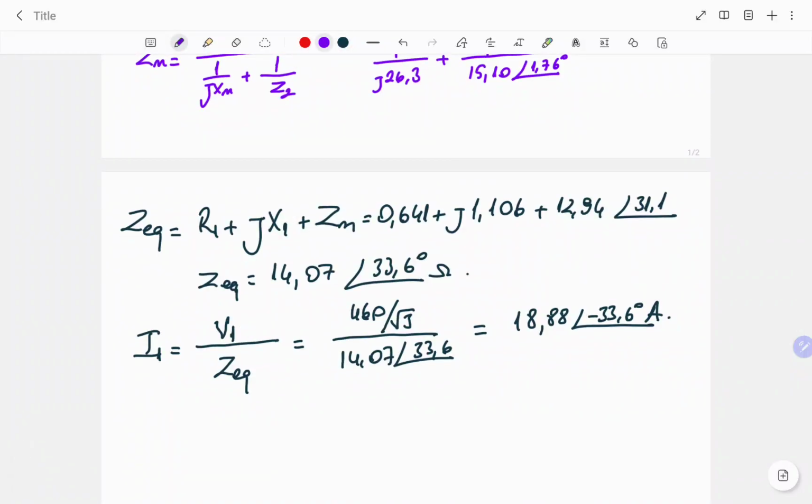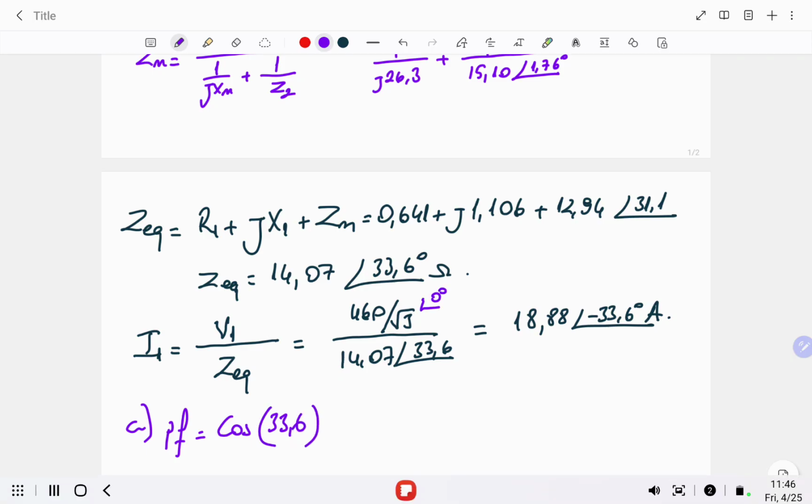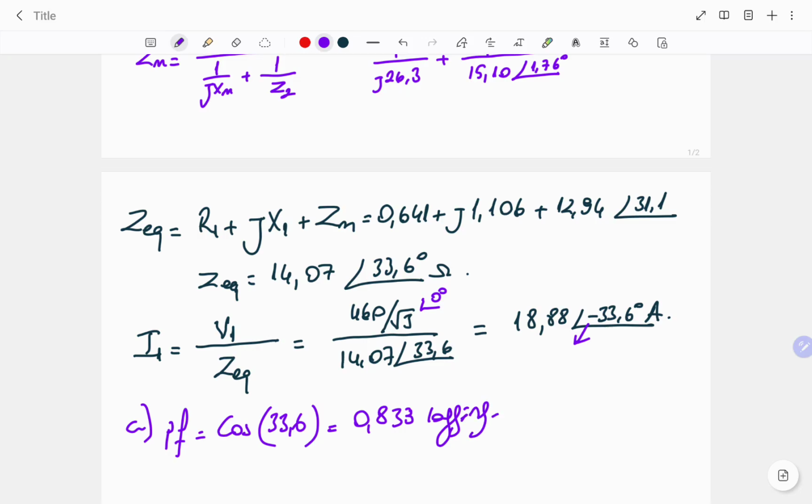What else? The power factor also can be determined. Input power factor will be cosine 33.6 degree, because the voltage is our reference with 0 degree, so the angle between the voltage and the current will give us the power factor of the system. So 0.833 will be the power factor value, and because of the minus in here, we have to write the lagging with the value.